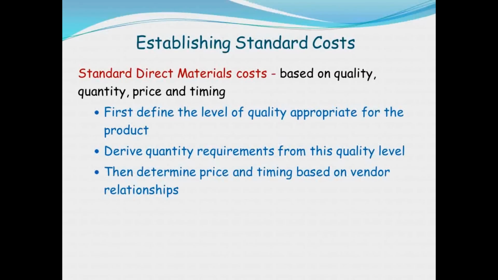So how do you establish standards? For direct materials, it's based upon the combination of quality, quantity, price, and timing. If you use a higher quality material, maybe you need less of it. So the very first step is to say, what's the quality of material that's appropriate for the product? And then you derive the quantities you need from that quality. If you're producing a Rolls-Royce versus a Honda, maybe they're the same size car, but the Rolls-Royce may have a quarter-inch thick body versus a Honda's eighth-inch thick body. So the amount of material will be driven by the quality that you're trying to achieve. And then you can figure out the pricing and the timing based upon your vendor relationships.